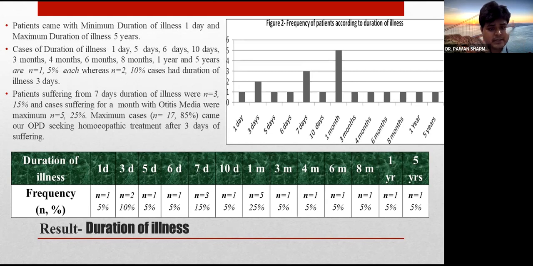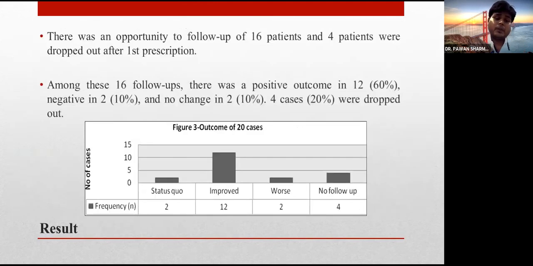for 3 days duration, only 2 cases, that is 10%. Most of the patients suffering from 7 days duration of illness were 3, and cases suffering for a month with otitis media were maximum, that is 5. A maximum number of cases came to our OPD seeking homeopathic treatment after 3 days. If we see this duration of illness, patients never come before 3 days. Patients came after 3 days to our OPD.